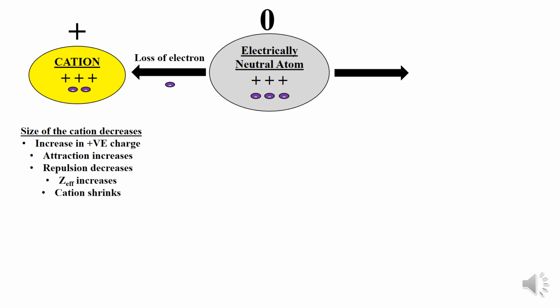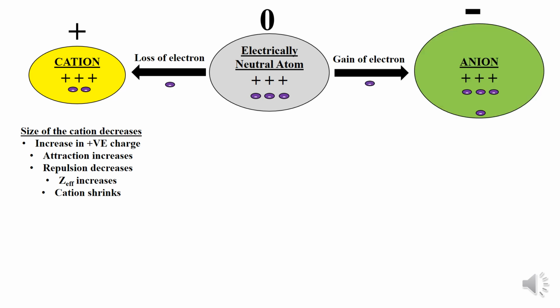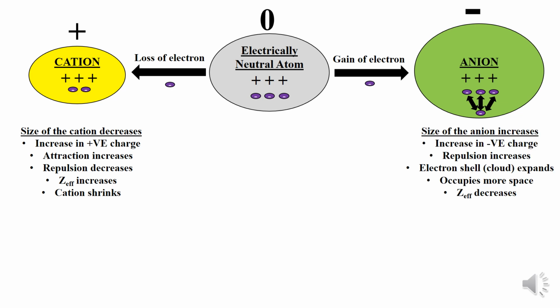On the other side, when the neutral atom gains an electron, the number increases to 4. And with the entry of the new electron, there is a repulsion between the electrons, and as a result, the size of the anion increases.